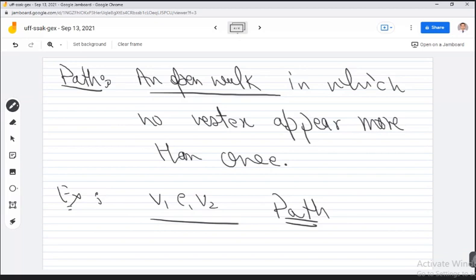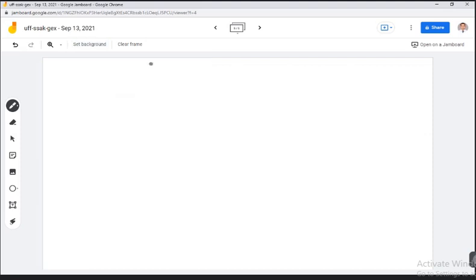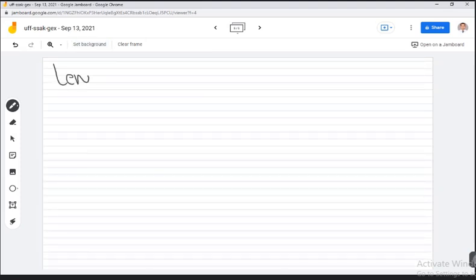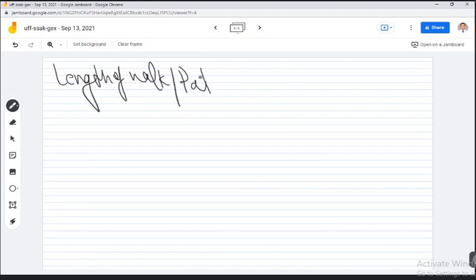The number of edges in the path or walk is called the length of the path or walk. So the next topic is length of walk or path.